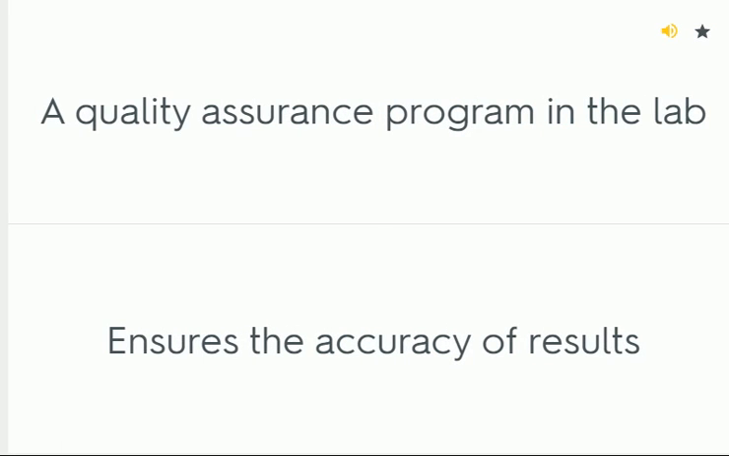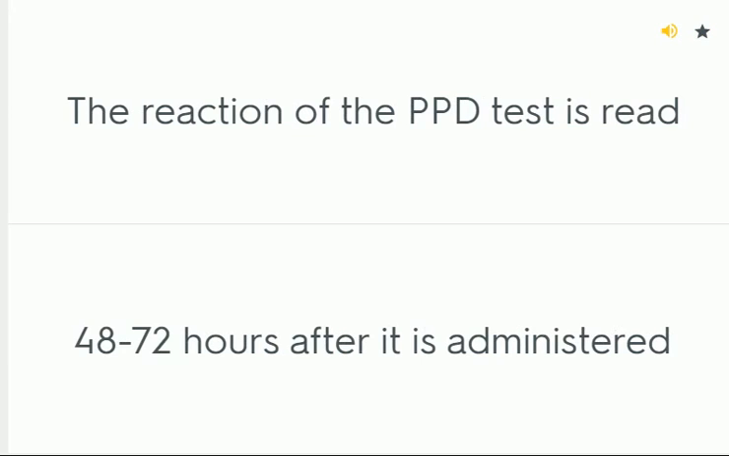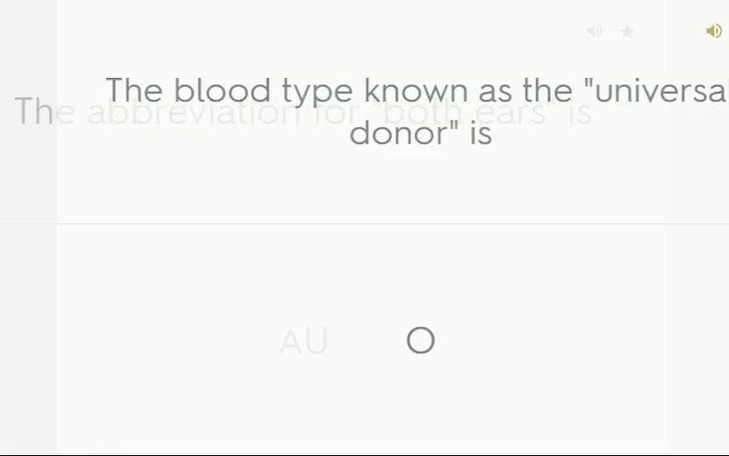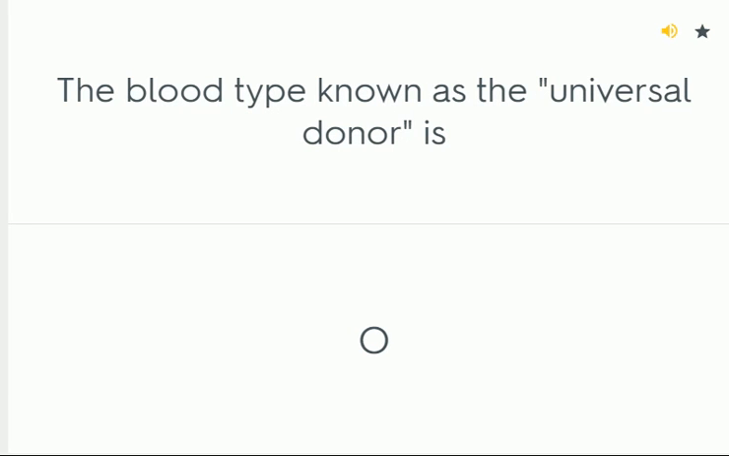A quality assurance program in a lab ensures the accuracy of results. The reaction of the PPD test is read 48 to 72 hours after it is administered. The abbreviation for both ears is AU. The blood type known as a universal donor is O.